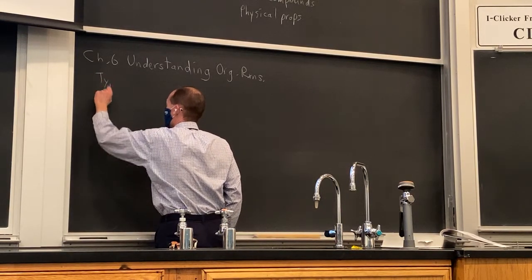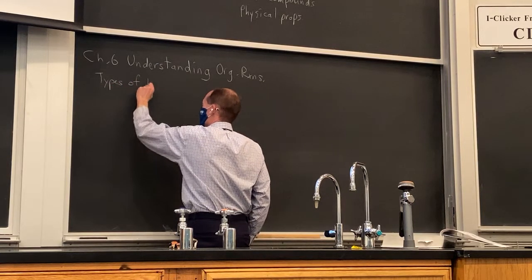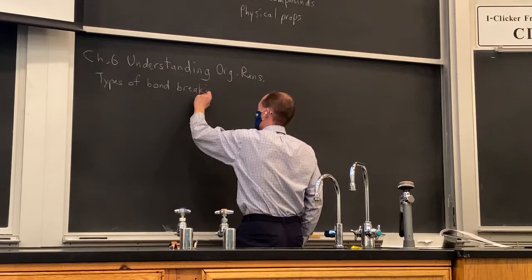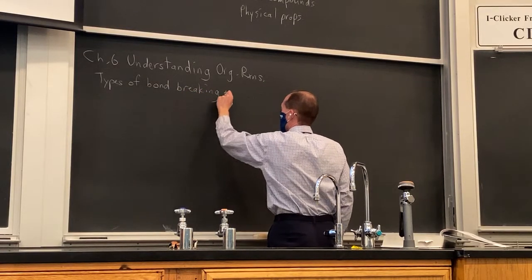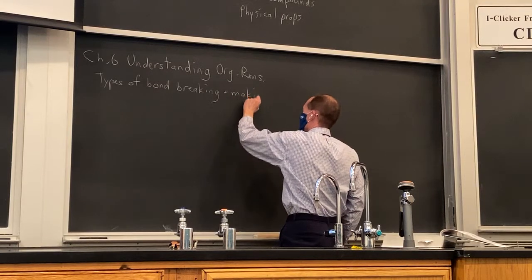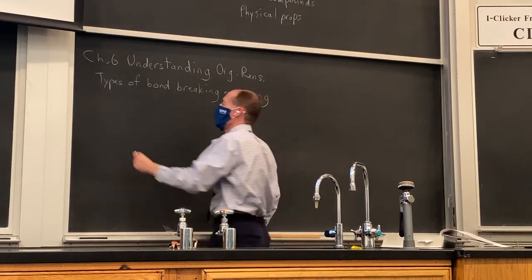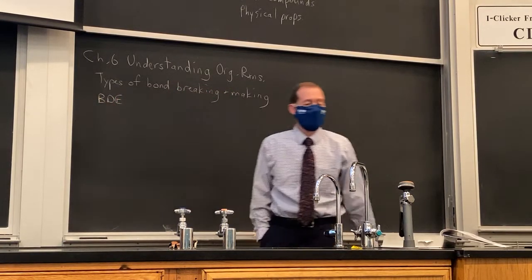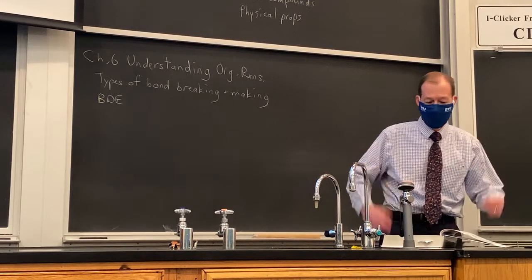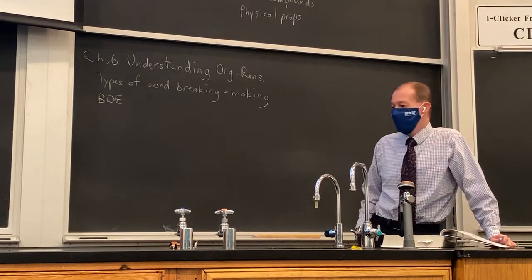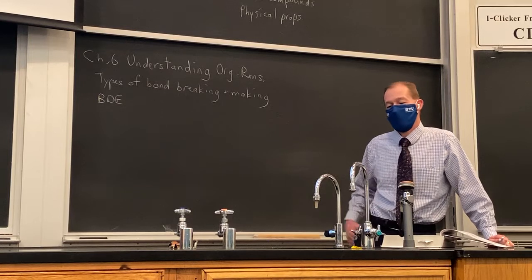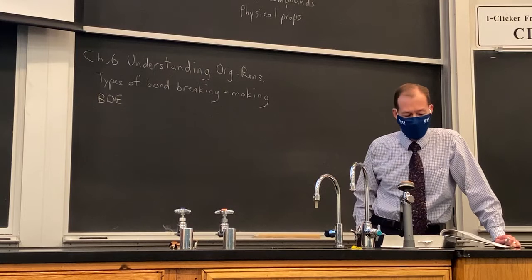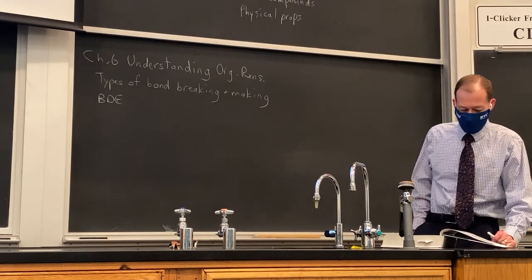So in this chapter, we talked about the types of bond breaking and bond making processes. We talked about breaking and making bonds in homolytic fashion, in heterolytic fashion. We talked about bond dissociation energy, the amount of energy required to cleave a bond in a homolytic fashion, and how we can use that as a measure of bond strength. And we've seen that a lot in chapter 15 as well.